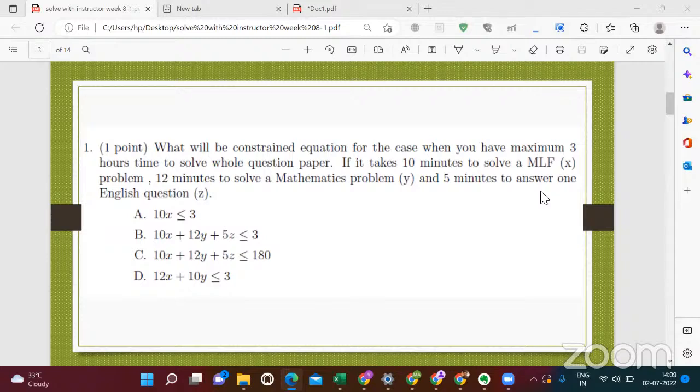I'll give you 2 minutes to solve this. Just try to write in the chat box itself. So 19 people are there, 20, 18, I guess. So please write the answer in the chat box itself.